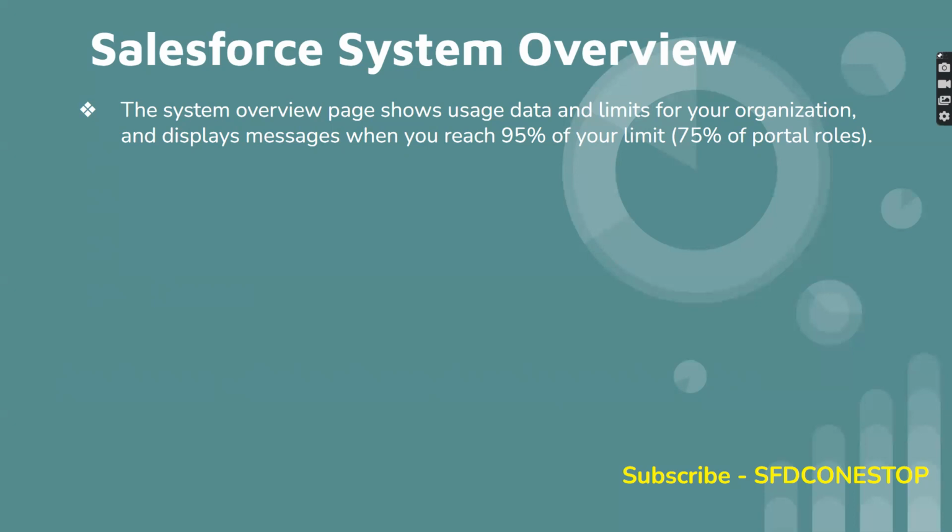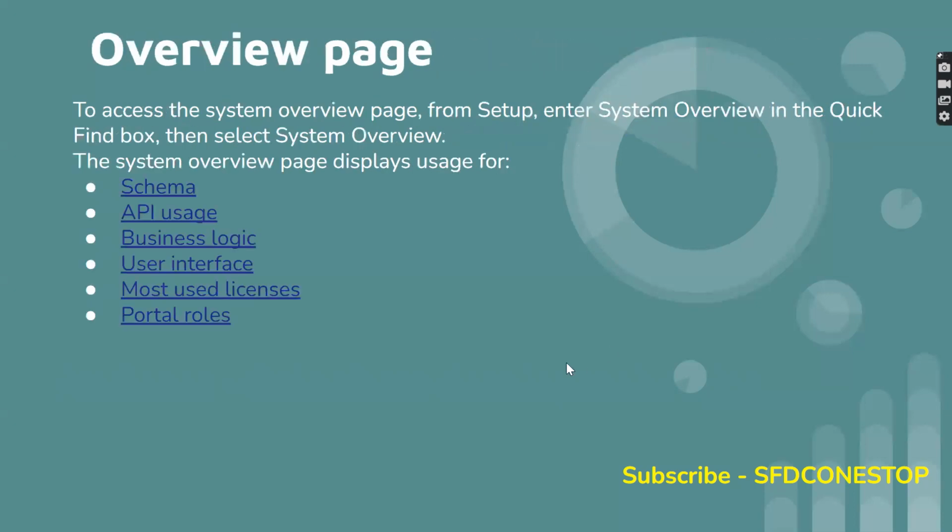This entire system overview page is divided into various sections: schema, API usage, business logic, user interface, most used licenses, and then portal routes. All these sections display different information about each of the features or components that are available in Salesforce. I will walk you through in detail once we log in to our Salesforce org.